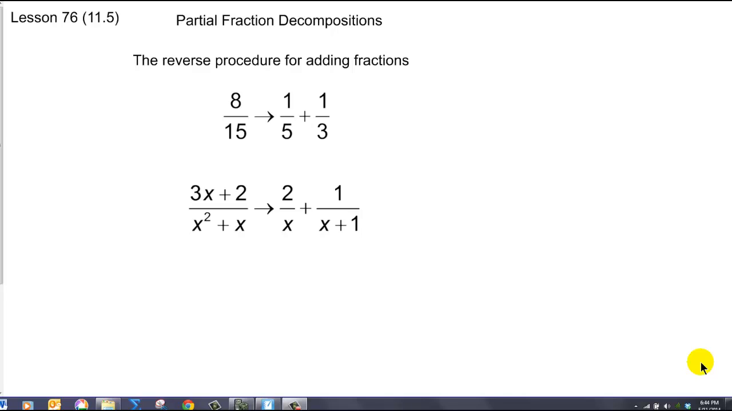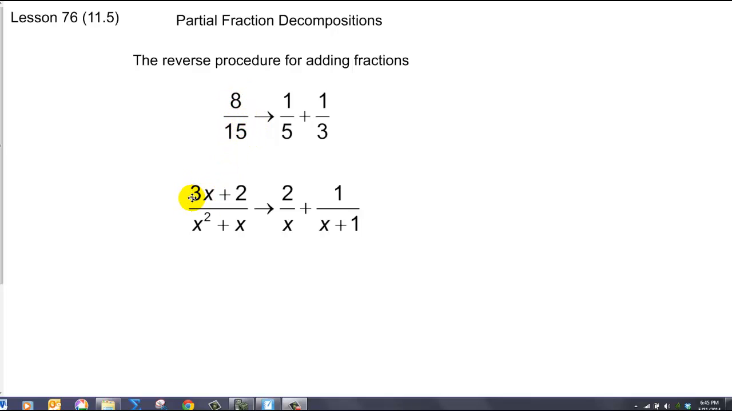Today we're going to discuss a topic called partial fraction decompositions, and basically it's the reverse procedure for adding fractions. Usually we'll take 1/5 plus a third, get 8/15. Well, in this process we take 8/15 and say what two fractions could get us a sum that would give us 8/15.